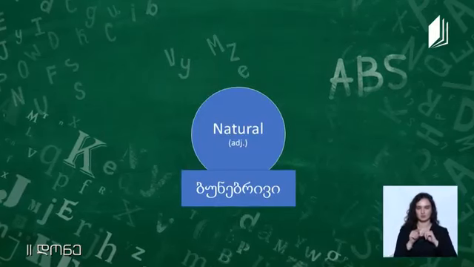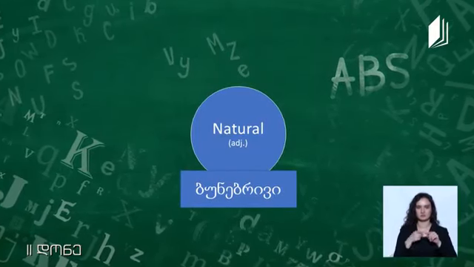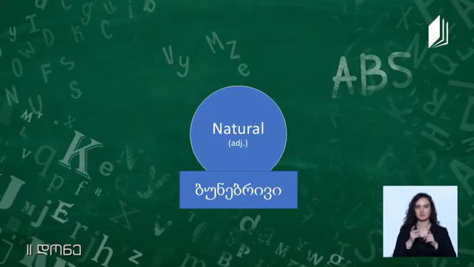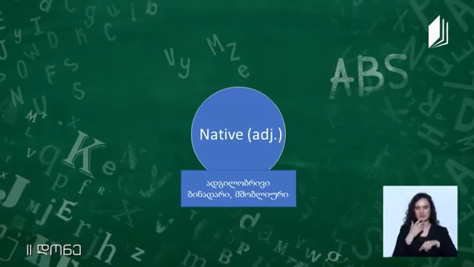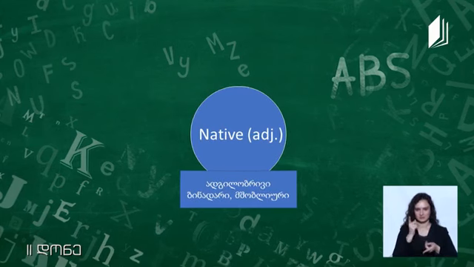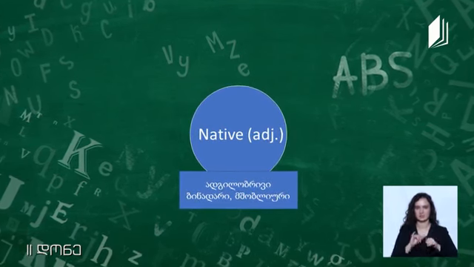So now let's look at our first vocabulary word, and that is natural. Now, natural describes something that comes from nature or something that you're born with. Our next word is native. It's an adjective. It describes someone who is originally from the place they live in.